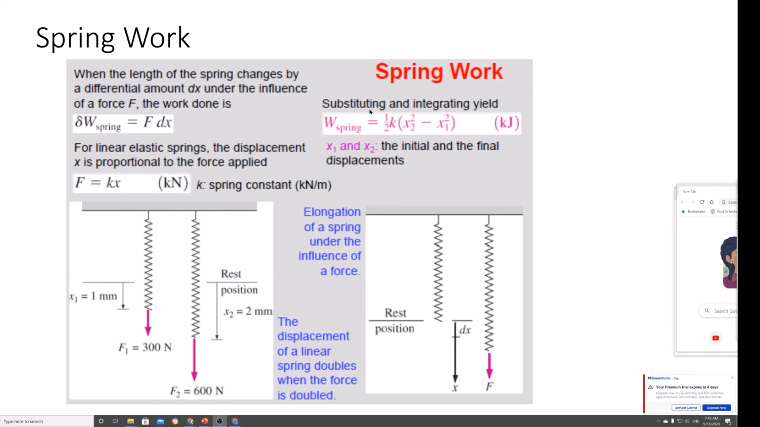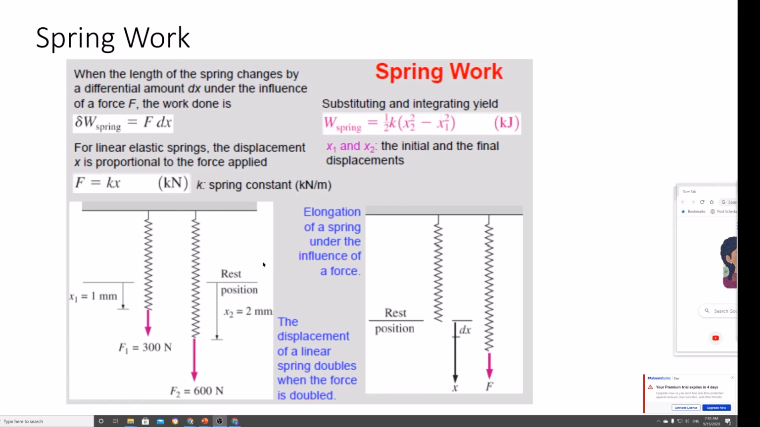So here's the equation. If you take a look at the integral and perform it on the force, where the force is just kx, you substitute kx in, do the integration with limits from position 1 to 2, and you're going to come up with this.